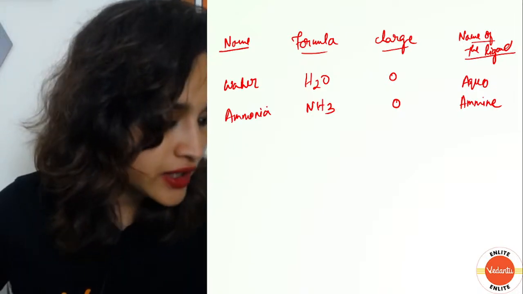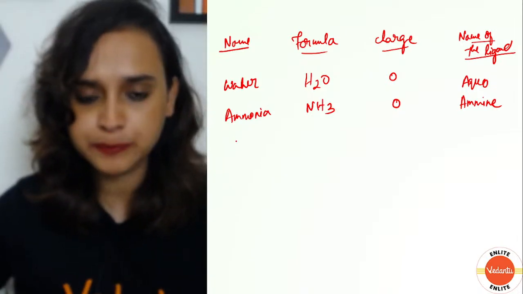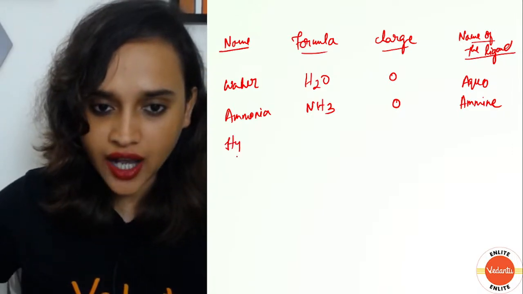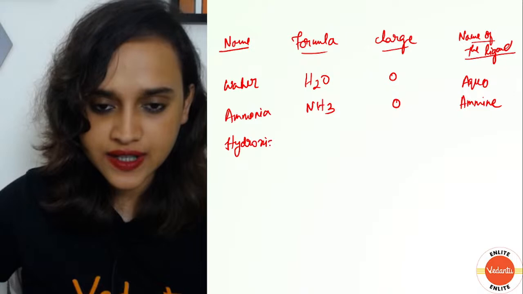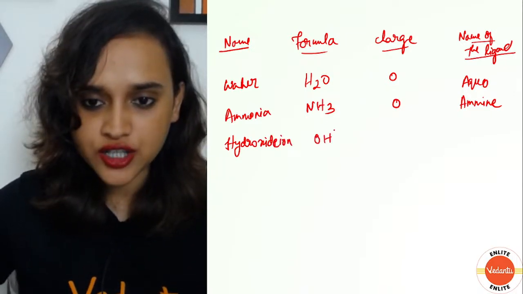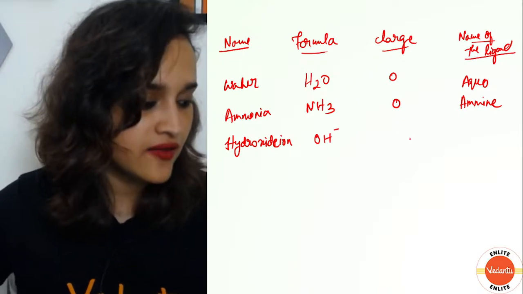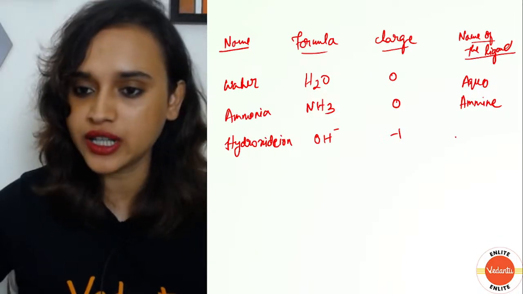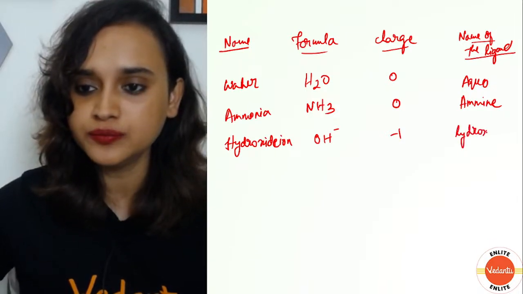All right, after that, are there any more zero charges? No, water and ammonia is enough. Now we write hydroxide ion, okay? What is this? This is your OH minus. What charge does it have? We can see that it has only minus one, right? So we can write it as hydroxo.